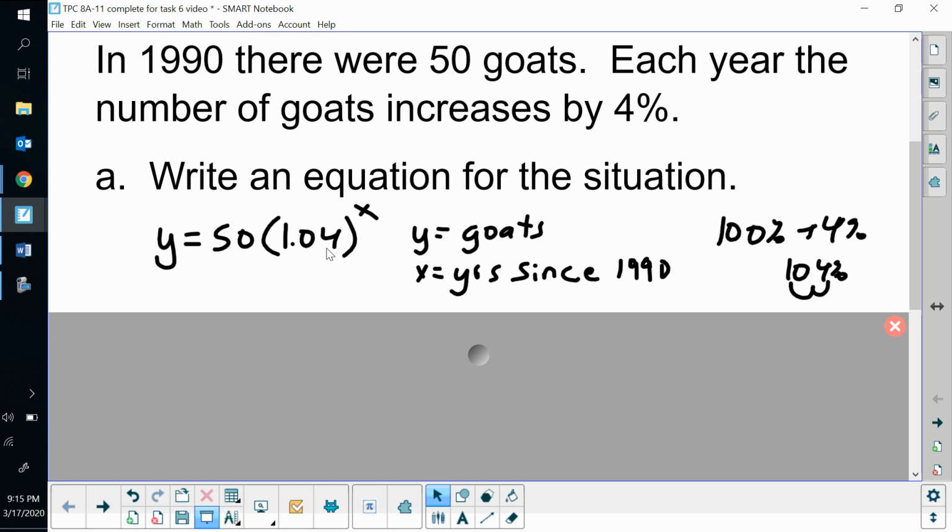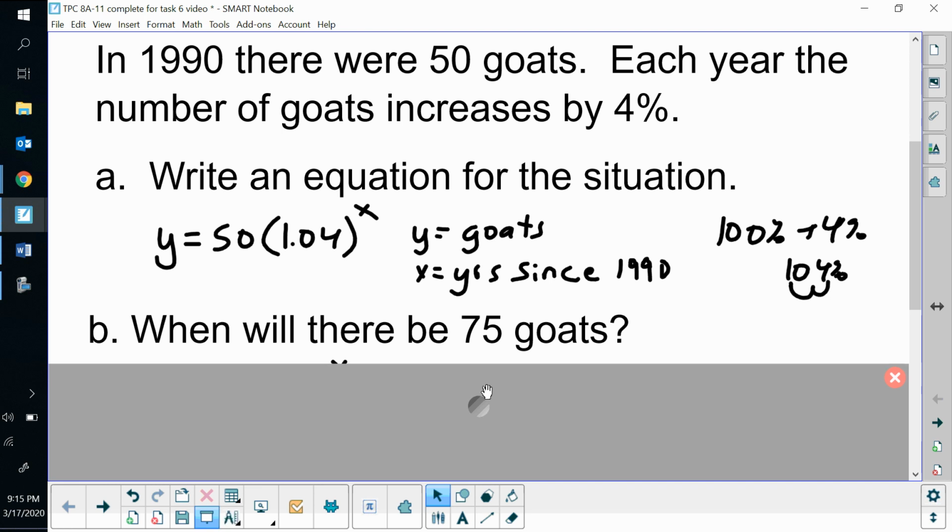We talked about with the bacteria growth, anytime you write an equation, tell what x and y represent. So in this case, y is the goats. And because we have a calendar year, x is the years since 1990. You can't just say years, you got to say the years since 1990. So if we did x equals 2, that would represent 1992.